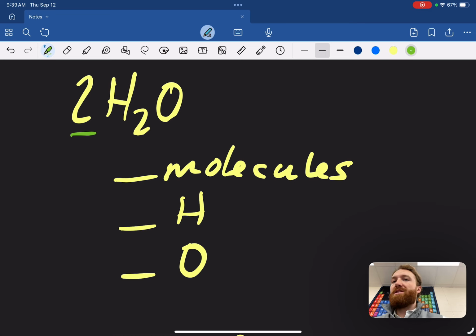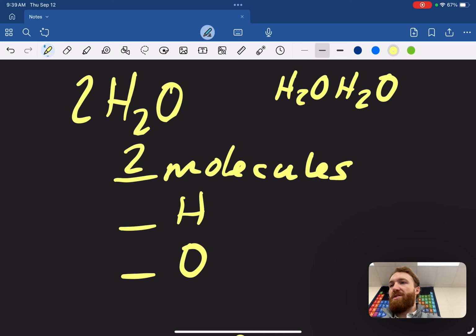So when you're looking just at the molecules, you're looking at the coefficient out front. So if there is a 2 out front, that's going to be how many molecules there are. The 2 also means you're just writing out H2O twice. You could do that and then count up your H's. You see there's 4 there and then there's 2 oxygens. You could do it that way.